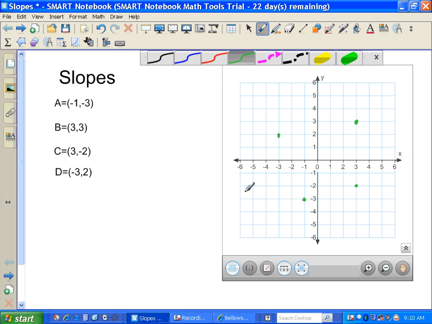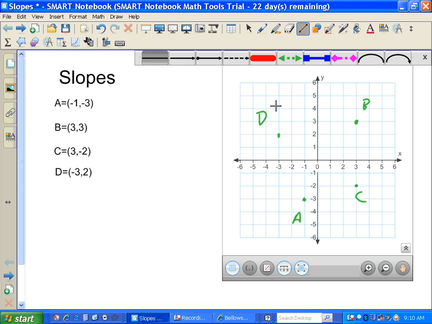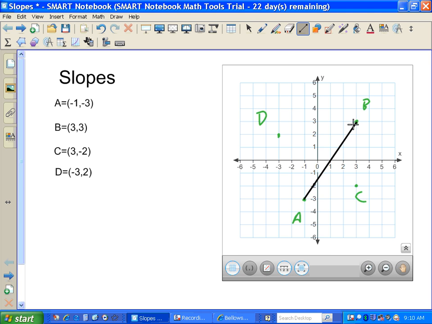Let me go back and let me label which ones are which. This was A, that was B, C, and D. I'm going to connect A to B so that we're good there. So point A to point B. I'm going to connect point C to point D. And hopefully you're noticing something right now.